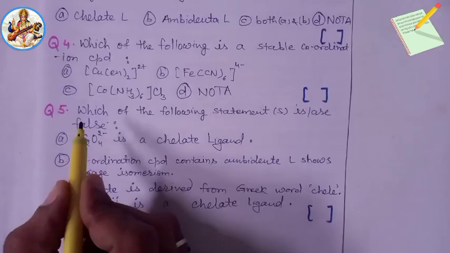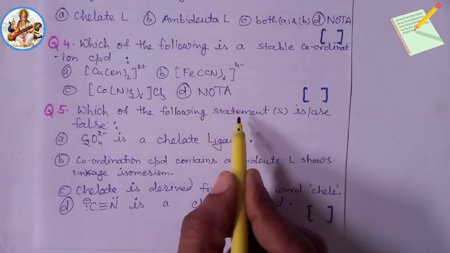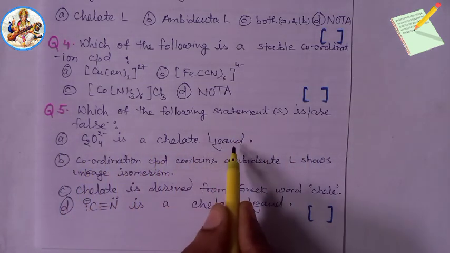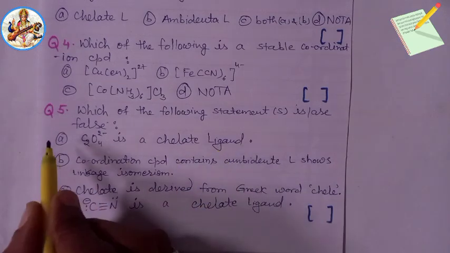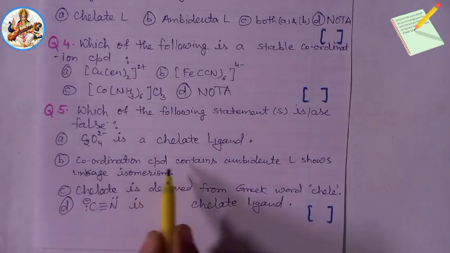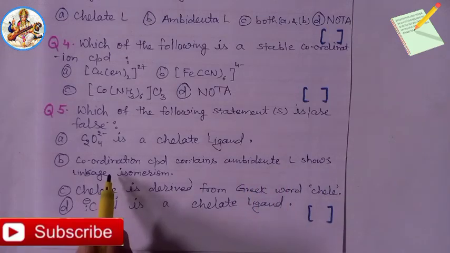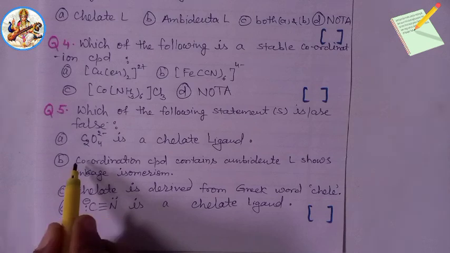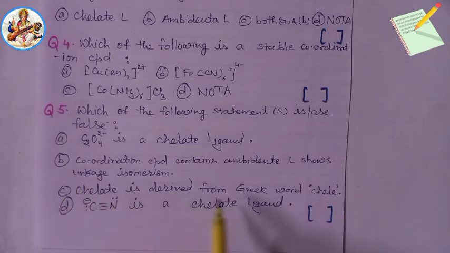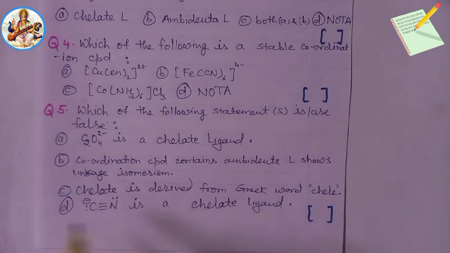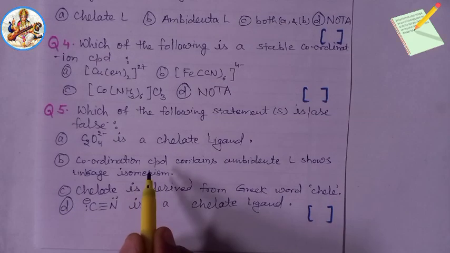Very important question. And the last question is: which of the following statements is or are false? Option A, oxalato is a chelate ligand. It is a true statement. Option B, a coordination compound containing an ambidentate ligand shows linkage isomerism. It is also a correct statement. In option C, chelate is derived from the Greek word chel. It is also a true statement. And in option D, cyanide is a chelate ligand. It is a false statement. So the answer will be option D.